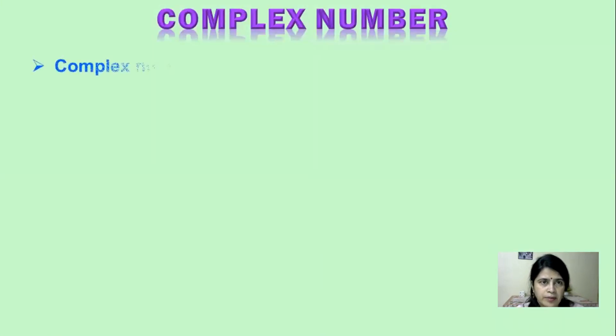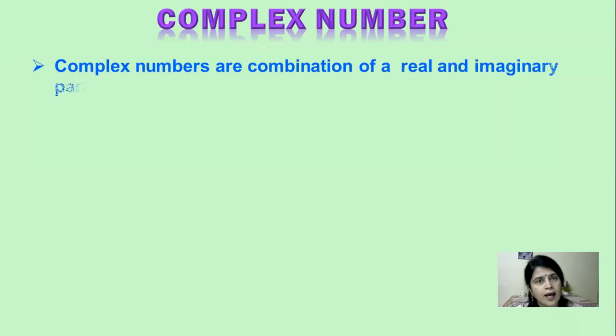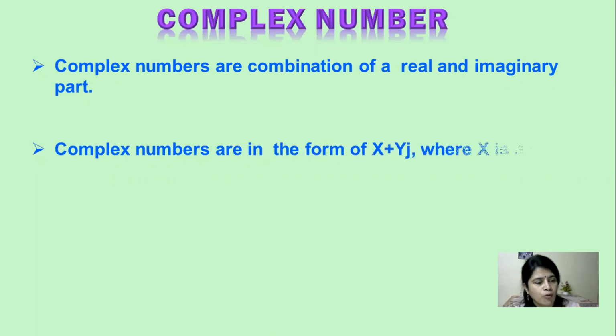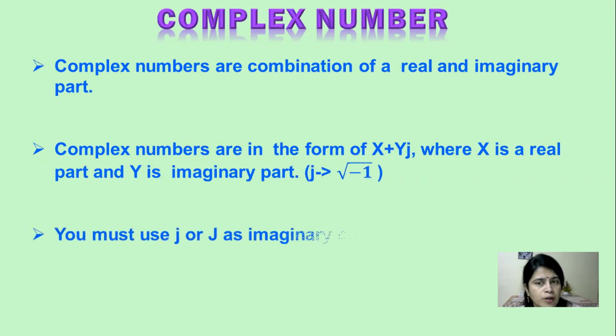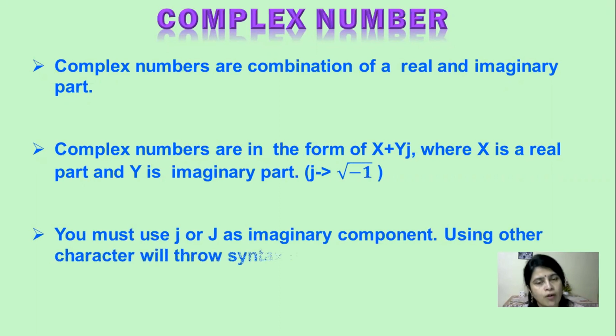Next, complex numbers. What are complex numbers? Complex numbers are a combination of a real and imaginary part. Complex numbers are in the form of x plus yj, where x is the real part and y is the imaginary part. What is the value of j? Root over minus 1. And you must use lowercase j or uppercase J as the imaginary component. You cannot use any other character because otherwise Python will show an error.